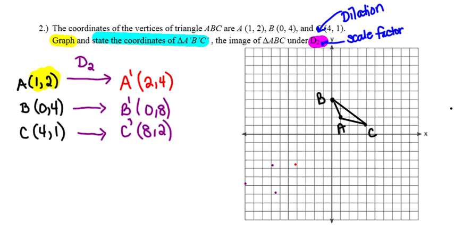So I'm going to go ahead and plot those coordinates of my new vertices. So there's A prime. B prime moves right there. C prime moves right there.